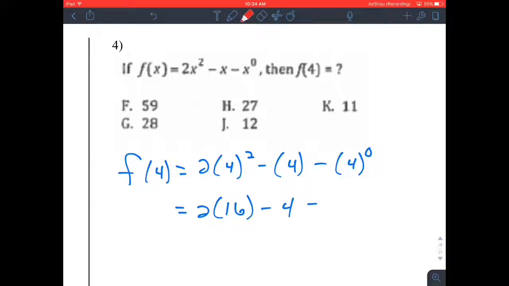If you recall from an earlier lesson, anything to the 0 power, with the exception of 0, is 0. Pardon me, is 1. Not 0, it's 1. 2 times 16 is 32. Minus 4 and a minus 1 is a minus 5. That makes this 27.